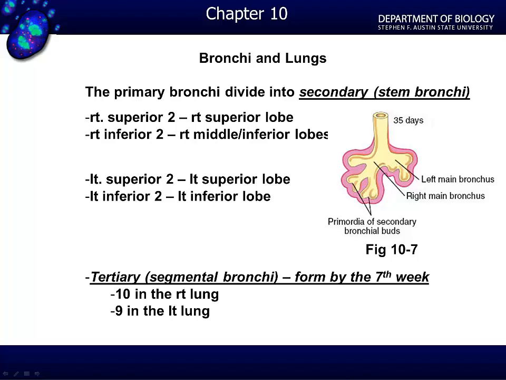Now we're going to get into the tertiary. It's another level of branching, and we're going to have 17 orders of branching. We're not going to name them all. But by this 7th week, we're going to have tertiary segmental bronchi, and there are going to be 10 on the right side, and there are going to be 9 on the left side.